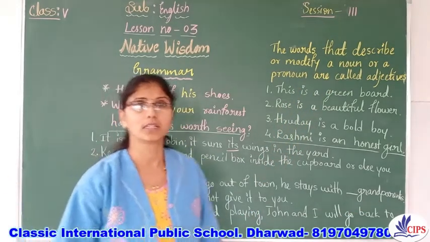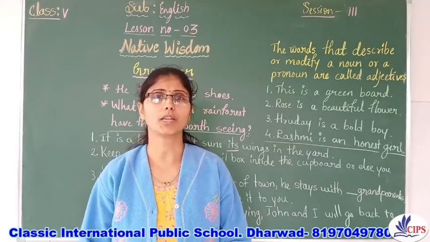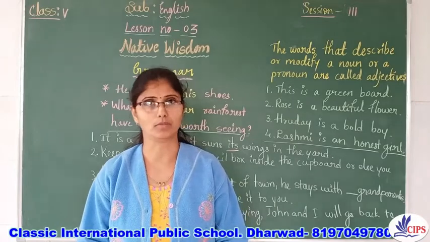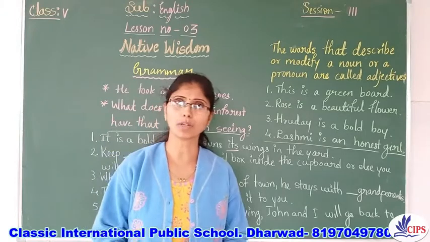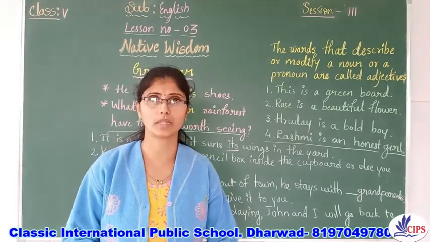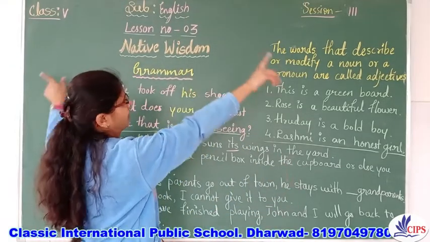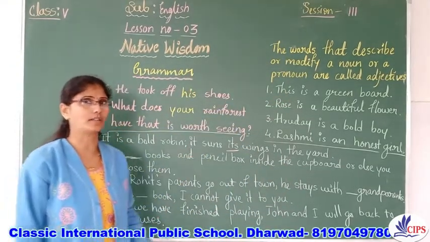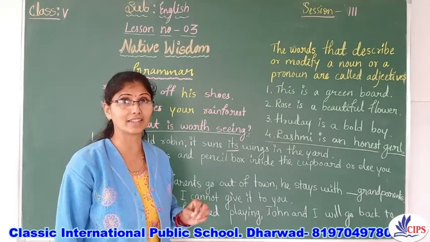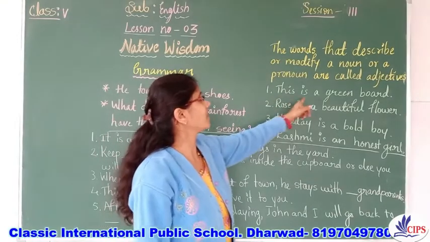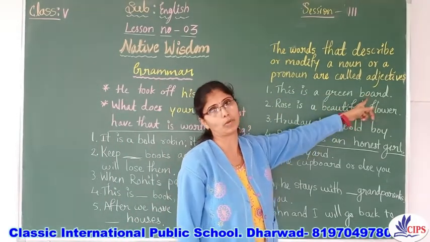Okay, children, in an easy way we can remember it like this also. A word which tells more about a noun or pronoun is called an adjective. Okay, children, what is this here? This is a board. Right? So, what about its color? It's green. Right? This is a green board.